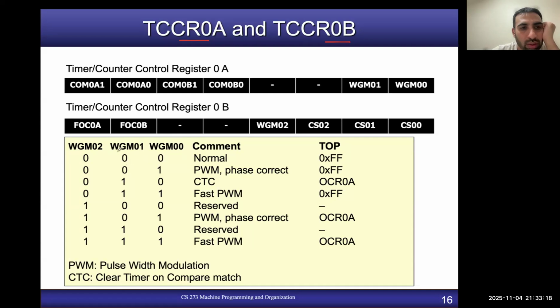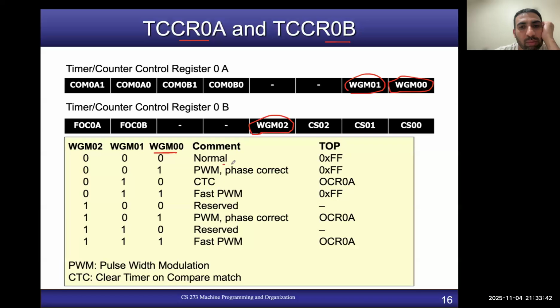So these bits, WGM 0, 1 and 2. Two of these bits are in register A, and the bit number 2 is in register B. So these three bits together define the mode of your timer. Your timer can actually be used in different modes.